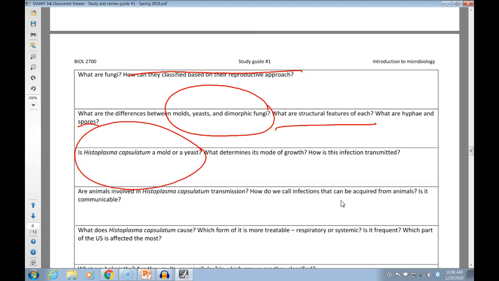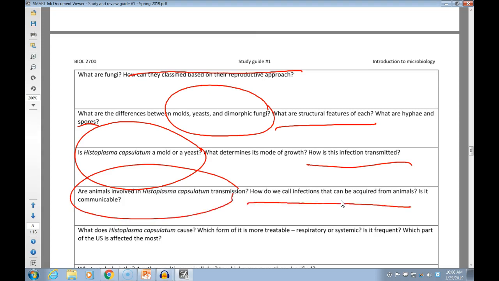Histoplasma capsulatum is dimorphic. It's a mold in the environment, yeast in the human body, transmitted by the respiratory route. Animals are involved. This disease is zoonotic. It is not communicable between humans. Animals that are involved are birds and bats. Histoplasma is found in their feces.